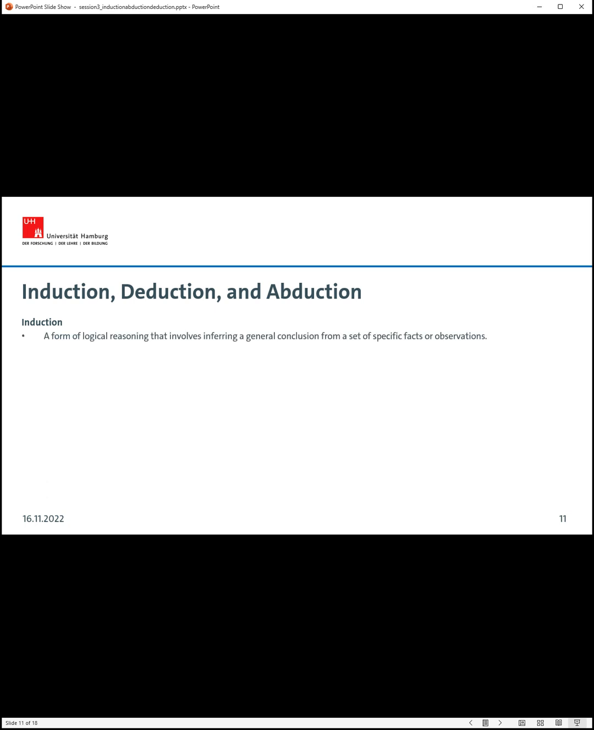Induction is a form of logical reasoning that involves inferring a general conclusion from a set of specific facts or observations. In induction, we are moving logically from the specific to the general. What we're doing is trying to figure out hypotheses, propositions that we can formulate to declare general conclusions or theories based on observed data or facts or simple cases that we've seen in particular.